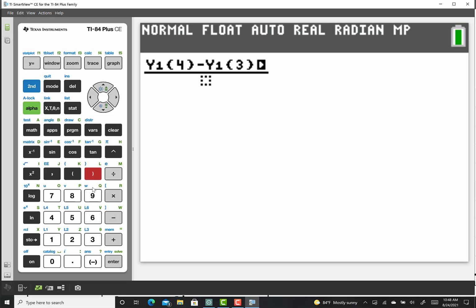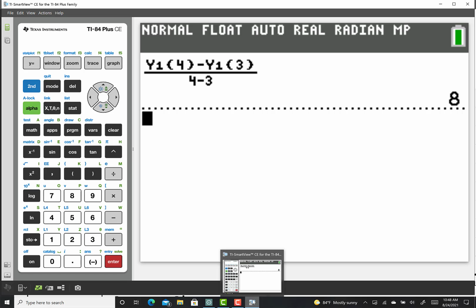This is coding. So if you like this, then you'll like programming. And in the bottom, I'm just going to put what? 4 minus 3. And I'm going to push enter. And I get a number. What number do I get? Type that in your table.